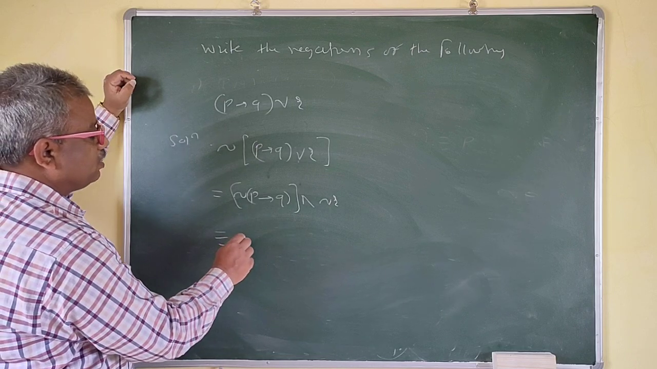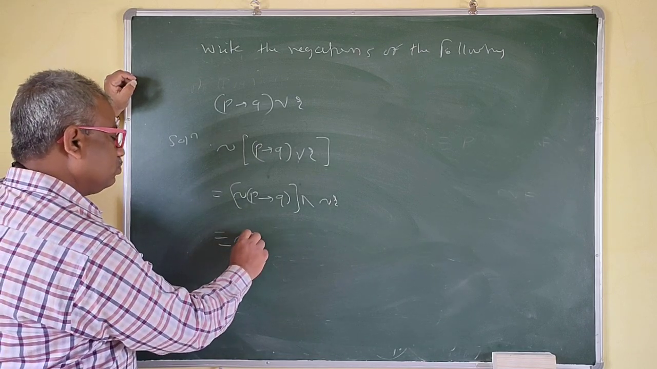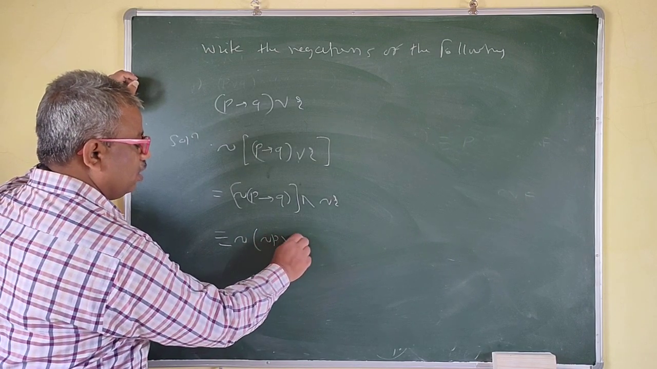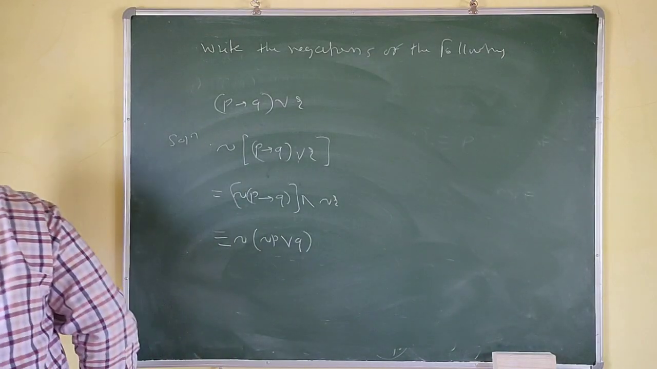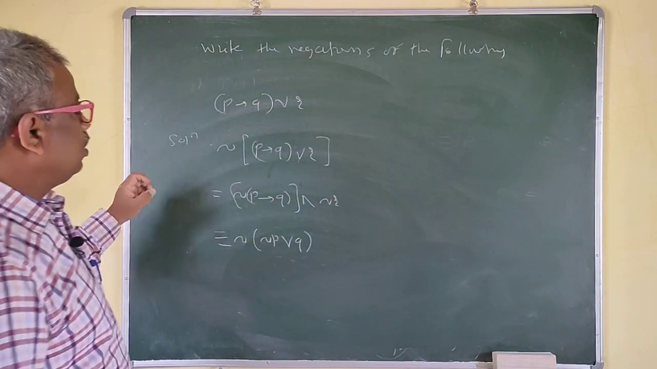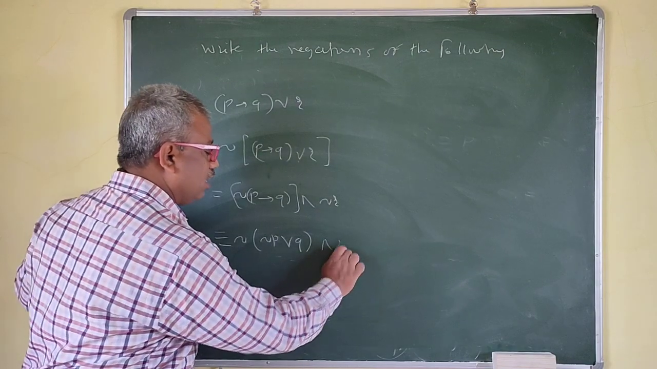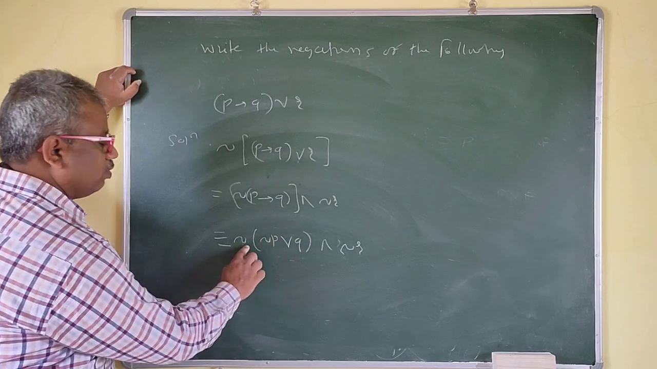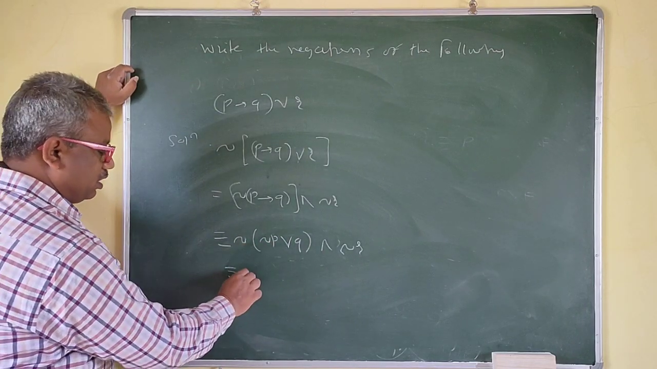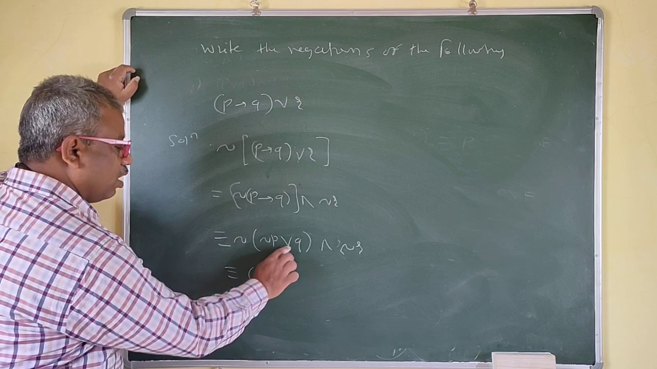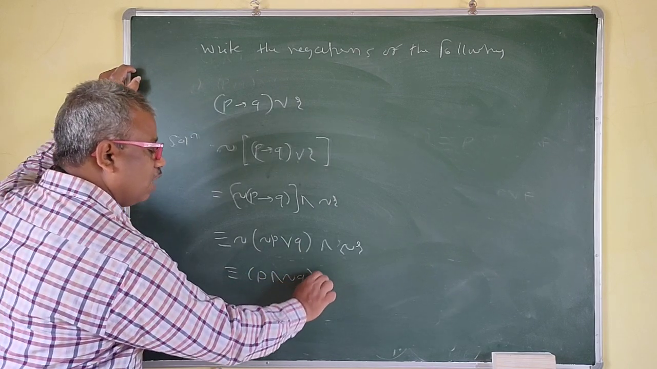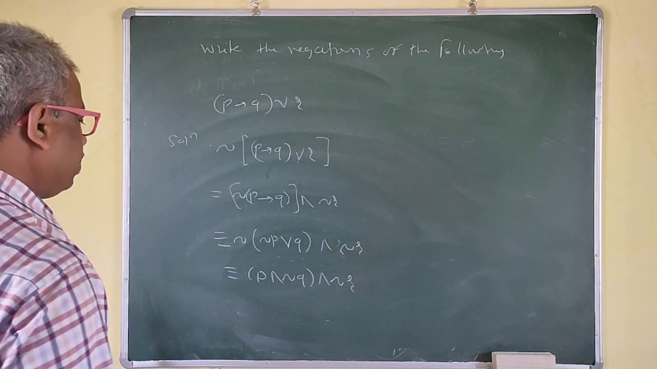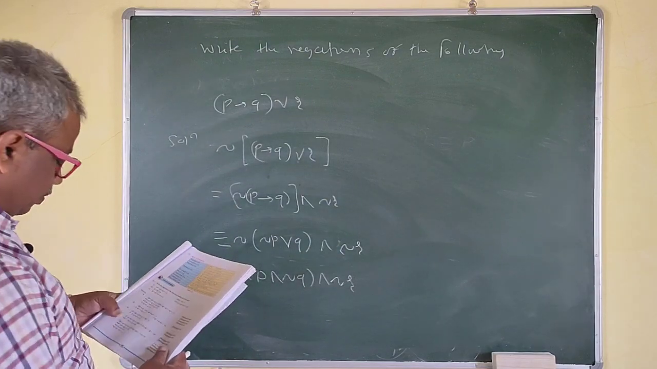What is the negation of P implies Q? P implies Q is equivalent to negation P or Q. So negation of (P implies Q) or R is logically equivalent to negation of (negation P or Q), and, negation R. Negation of negation is itself, so this is P and negation Q and negation R. This is your solution.